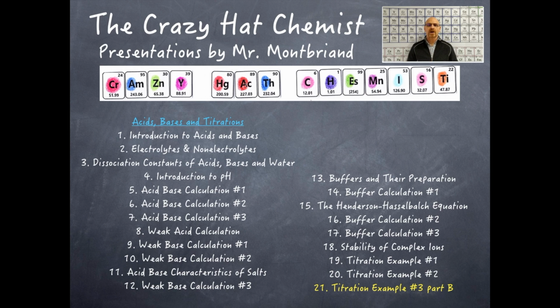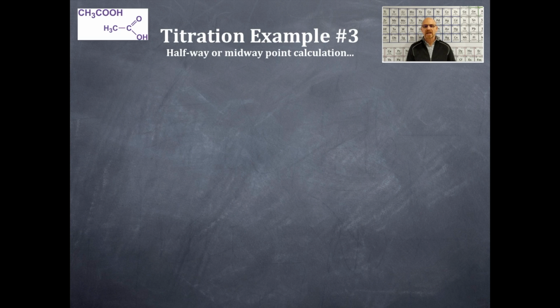So another video here on acids, bases, and titrations. Let's get moving. This is part B of example titration problem number 3. So let's get moving. Bam! So halfway or midway point calculation of acetic acid and sodium hydroxide. Now make sure that you refer back to the first video. That is titration example number 3, part A, because part A has all the initial parts of this problem, and you need that in order to solve this problem here.